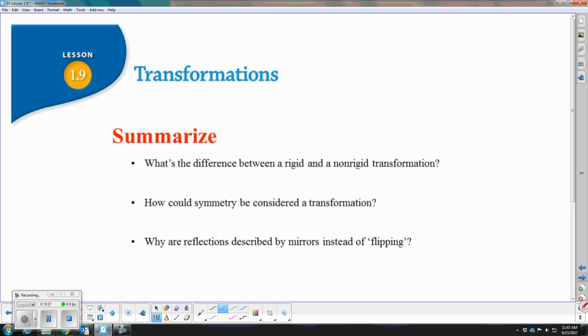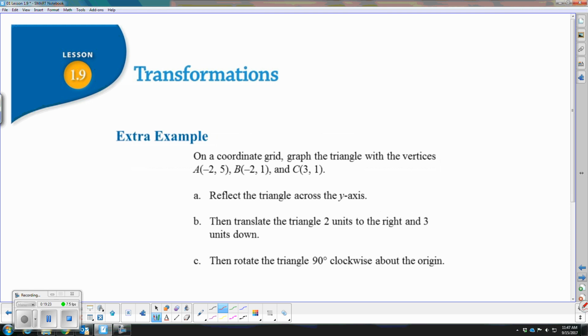And then there's an extra example that you can do using a coordinate grid. So if you have graph paper, do that extra example on graph paper. If not, do the best you can on dot paper or makeshift graph paper. You can always print graph paper out online too. And then reflect that image across the y-axis. Then translate the triangle 2 units to the right and 3 units down. And then rotate the triangle 90 degrees clockwise about the origin.